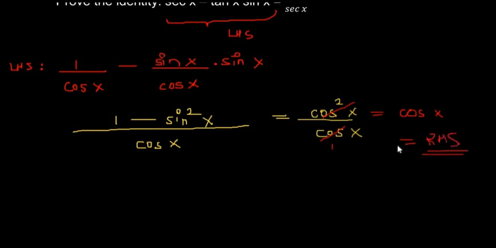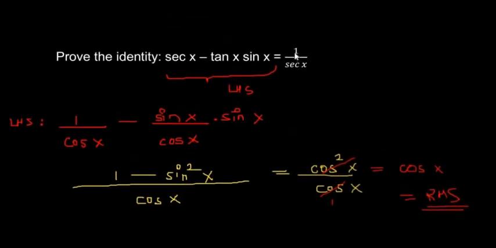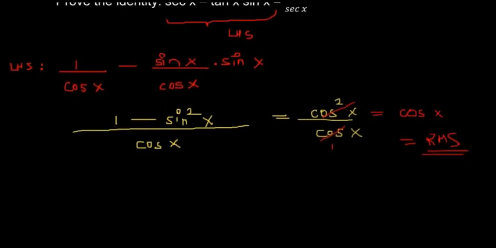So let us see what it had asked us. They want us to write it in terms of the reciprocal identity, 1 over sec x. And we know that the reciprocal identity of cos x is 1 over sec x. So this is going to be your RHS, as proved.